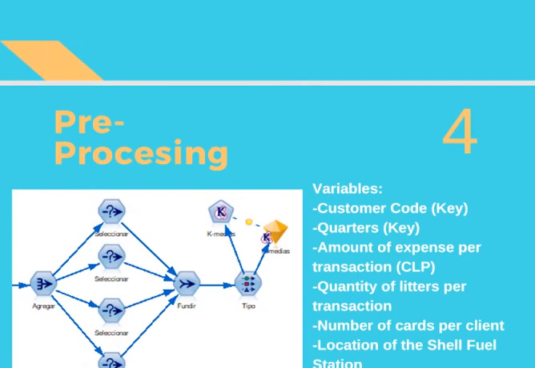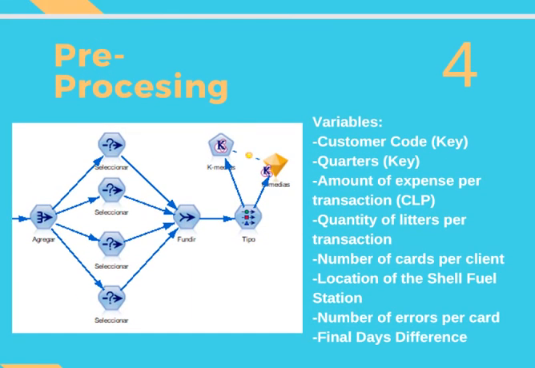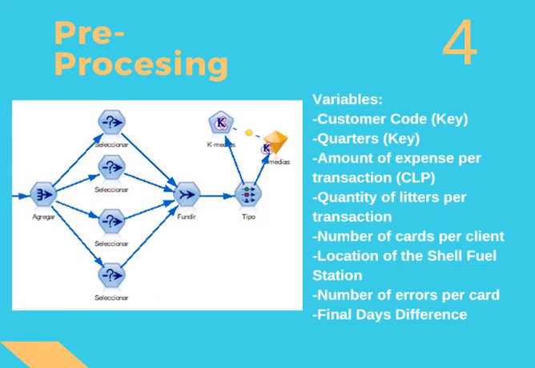After that, we did a process with the select node, but the important thing is that after that we were able to do the k-means analysis. The variables that we used in the k-means were the same as the aggregate table and are the ones that are shown on the right side of the screen.